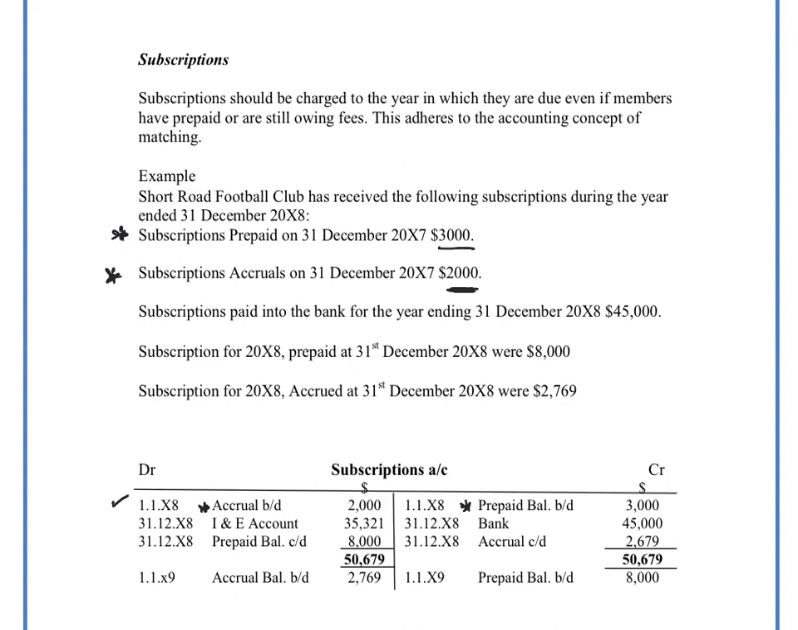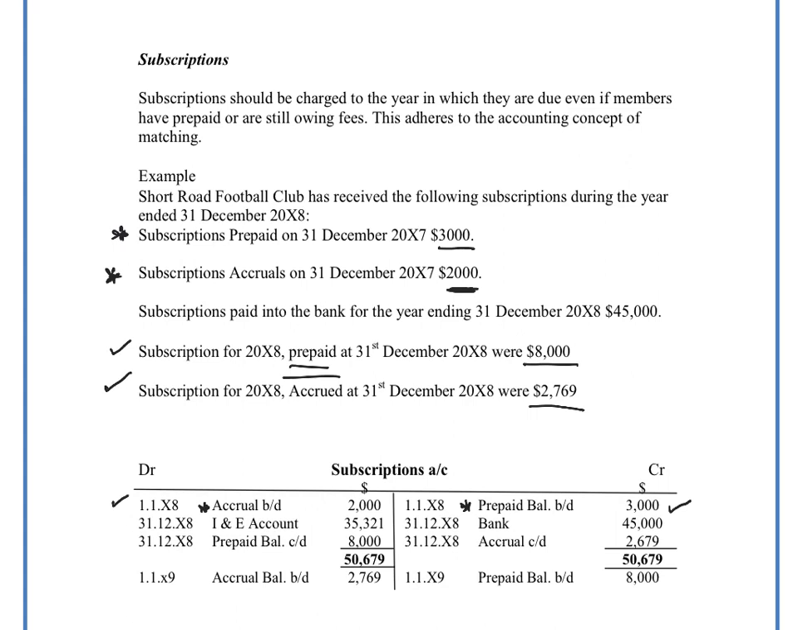And anyone who's paid us in advance for a service, they still haven't enjoyed the facilities of the football club. That would be seen as us owing them a service, so we would list it on the credit side of our subscriptions account at the beginning of the year. And to finish off this account, we would look at the end of the year, how much money is owed and how much is prepaid. So the prepayments are $8,000, and the amount that's still owing, people haven't paid us, is $2,769.